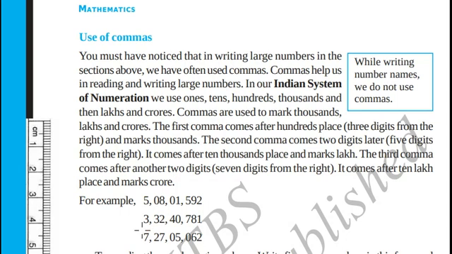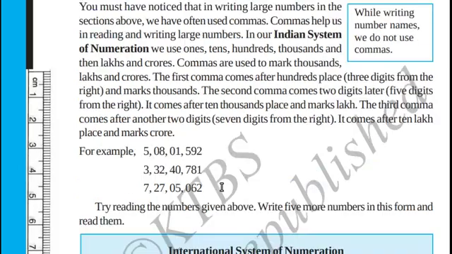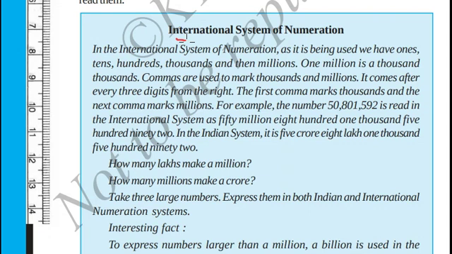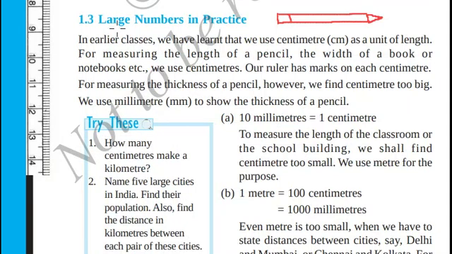So we read this number as 3 crore 32 lakhs 40,781. And this is easier to read and easier to write, right? Yes, it is. I strongly recommend you read about the International System of Numeration. This is very interesting.